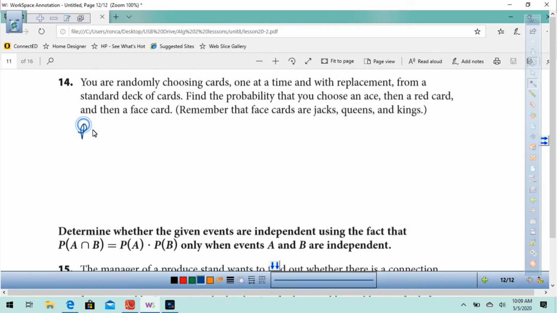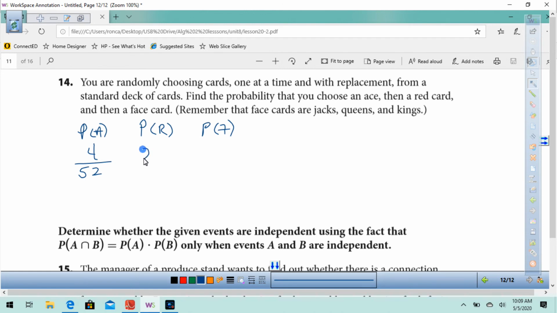So we have the probability of an ace, and we have the probability of a red card, and then we have the probability of a face card. So the probability of an ace is, well, how many of them are there? There are 4 aces and there's 52 cards total. Probability of a red card. Well, you have 2 red suits, 2 black suits.